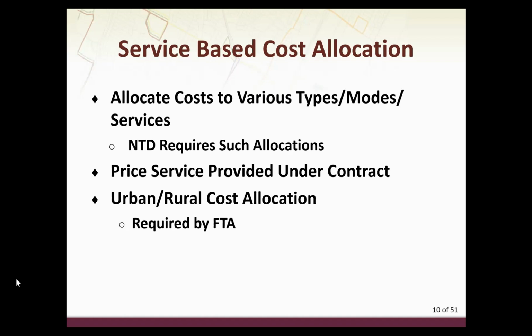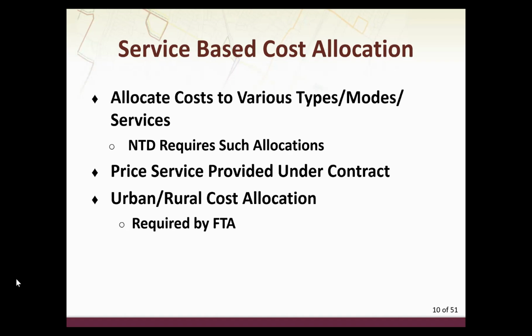And that is a service-based cost allocation problem. And then for those of you who read FTA Circular 9040.1G, the guidance for the Rural Formula Program, it notes in Chapter 3 that a recipient of 5311 funds or a recipient of Section 5307 funds, the Urban Formula Program, an entity could receive grants under both programs. And when that circumstance arises, FTA expects the organization to develop a, quote, cost allocation plan that will equitably distribute operating and capital costs between the two respective FTA programs.